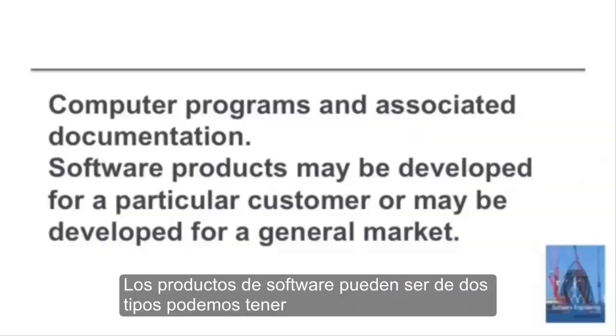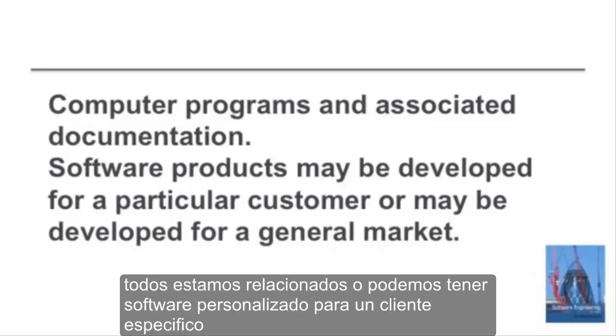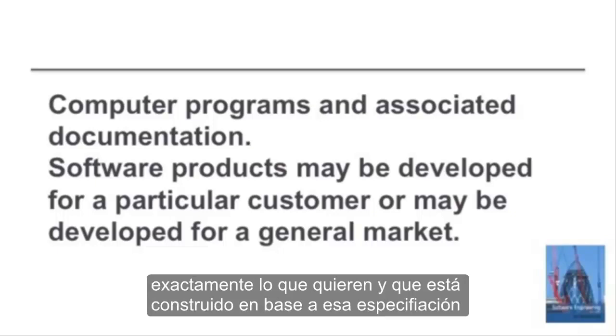Software products can be of two kinds. We can have off-the-shelf products or apps, which you're all familiar with, or we can have custom software where a customer specifies exactly what they want and it's built to that specification.